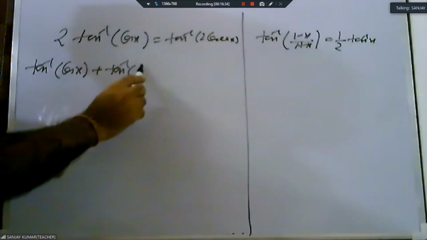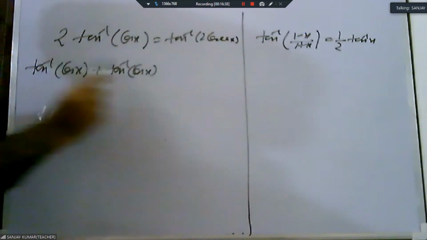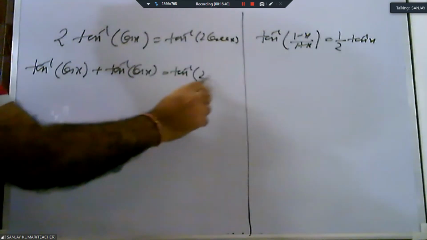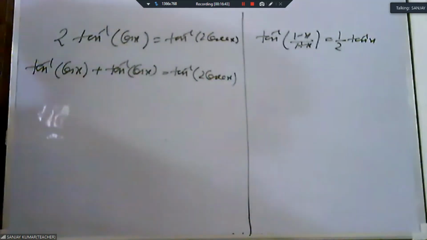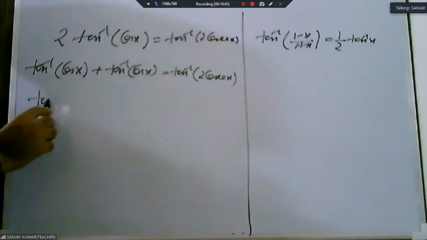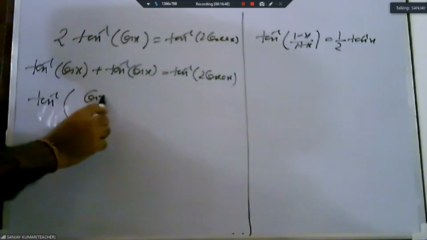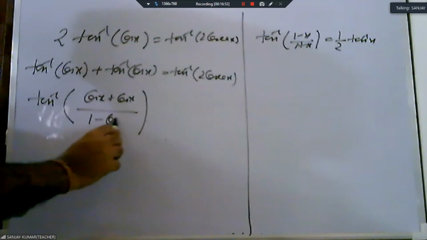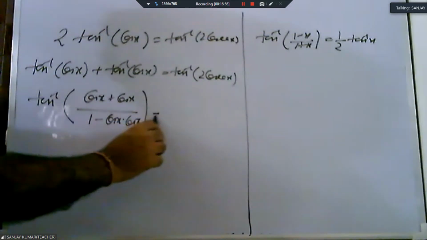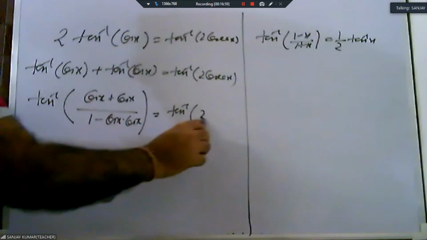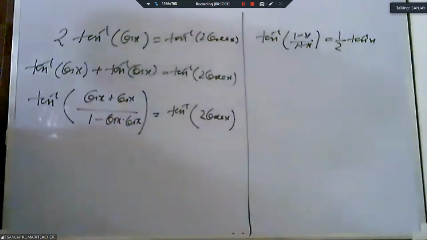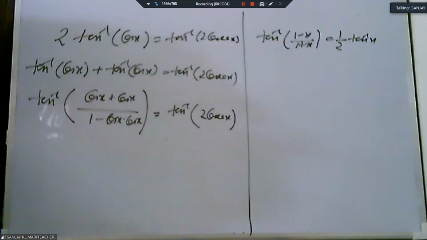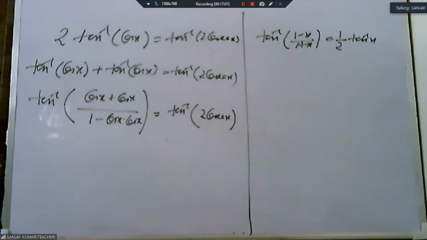Look, this is a very simple technique. We break this 2 into 2 parts and then apply the same concept as in tan inverse x + tan inverse y. We can do tan inverse of (cos x + cos x), that is (x + y) upon (1 - x·y), that means cos x into cos x, is equal to tan inverse 2 cosec x. Okay, solve for x is a very important type. We have two types of questions. The first type is very simple, that is sin inverse of sin 3π/4 or sin inverse of cos 3π/4. The second type is based on formula, and the third type is this.